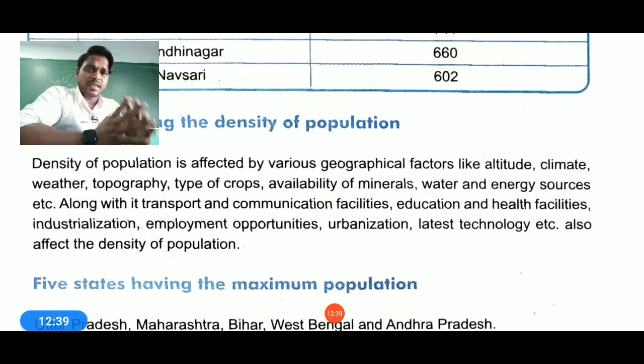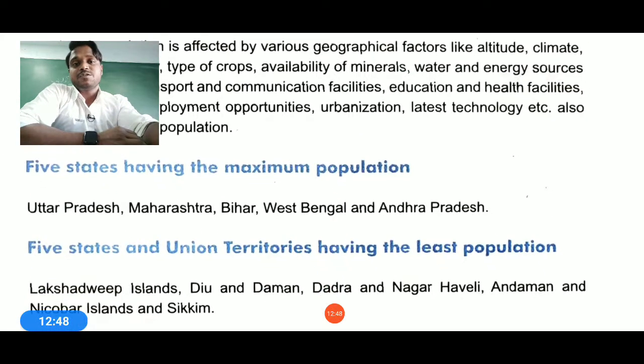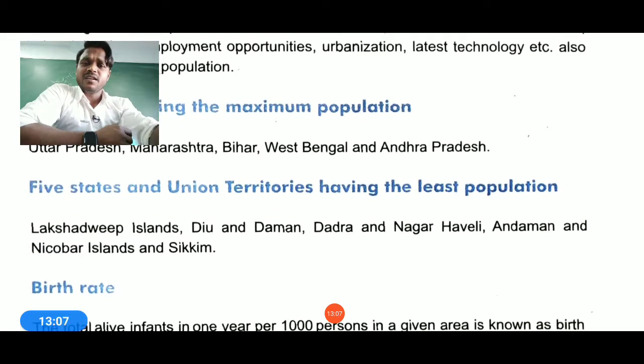Okay, so if these kinds of things are available, obviously people will try to settle there, people will gather there. So this is how we can say 5 states have the maximum population: Uttar Pradesh, Maharashtra, Bihar, West Bengal and Andhra Pradesh. As I said, Uttar Pradesh right now, in 2020, is exceeding more than 22 point something crore of population, only Uttar Pradesh. The 5 states and Union Territories having the lowest population are Lakshadweep Island, Diu, Daman, Dadra and Nagar Haveli, Andaman and Nicobar, as well as Sikkim.